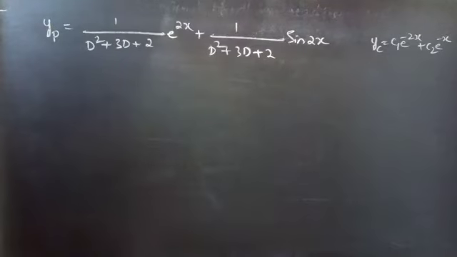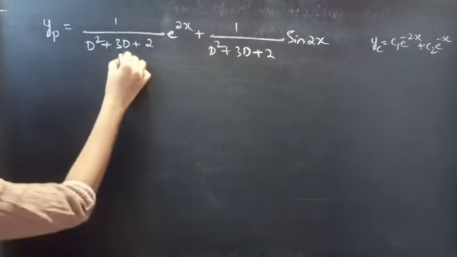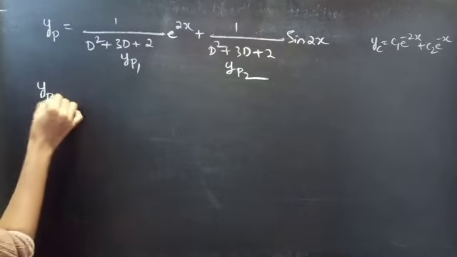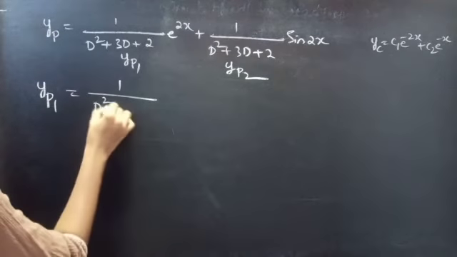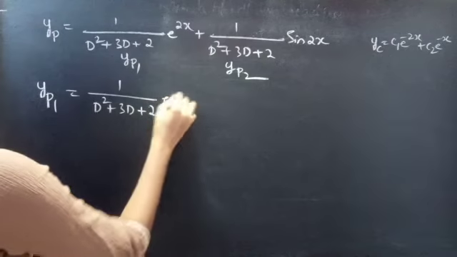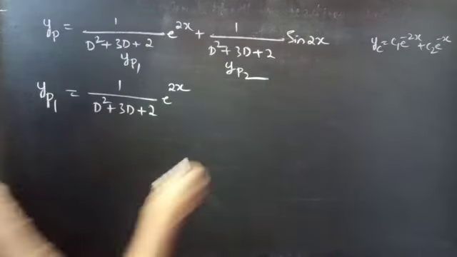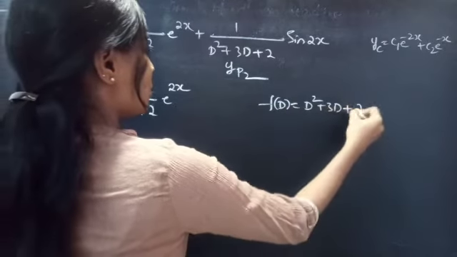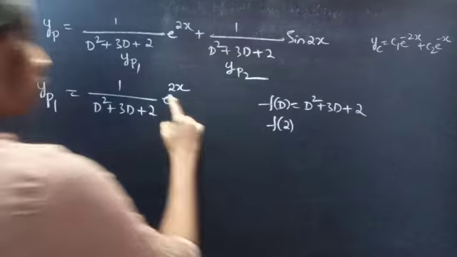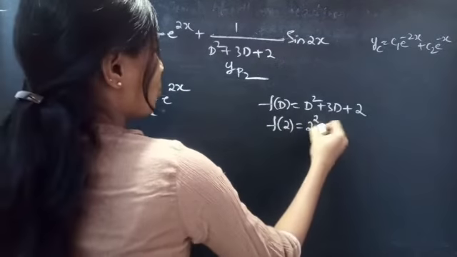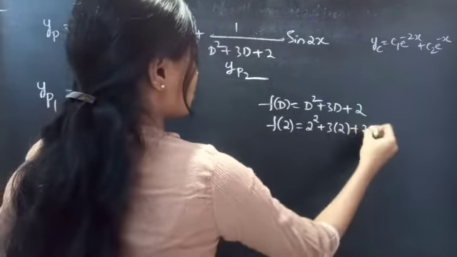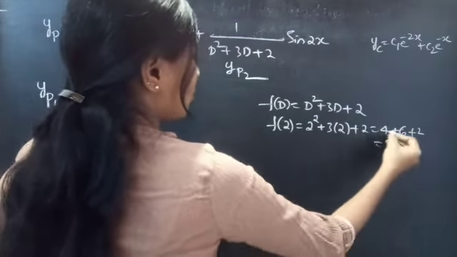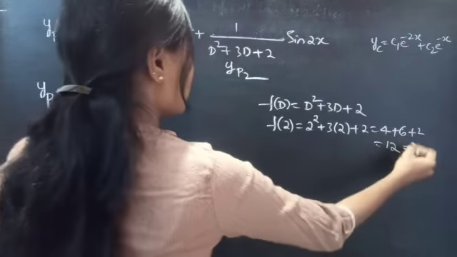Firstly, let's find the first one. Let's name it yp1 and the second one yp2. yp1 equals 1 by f of D into e power 2x, where f of D equals D square plus 3D plus 2. Now let's find f of 2: 2 square plus 3 into 2 plus 2, which is 4 plus 6 plus 2, equals 12, not equal to 0.